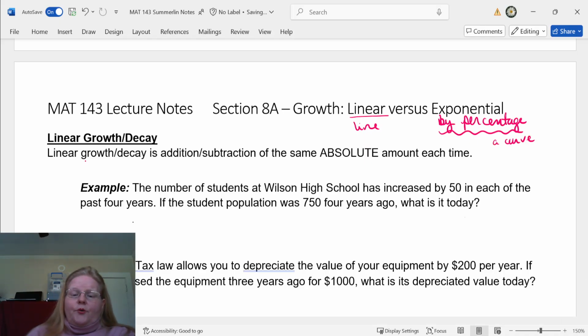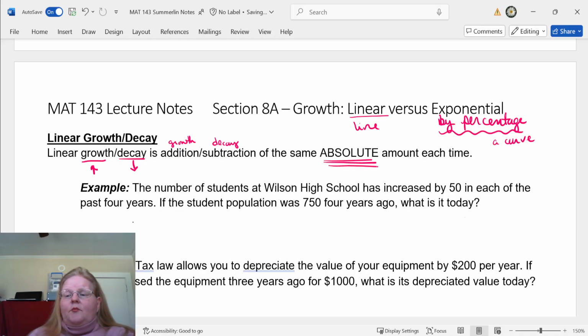Linear growth means that it goes up. Linear decay means that it's going down. Addition would be the growth part. Subtraction would be the decay part. And it is absolute every time because it is linear. So it changes by the same amount every single time.